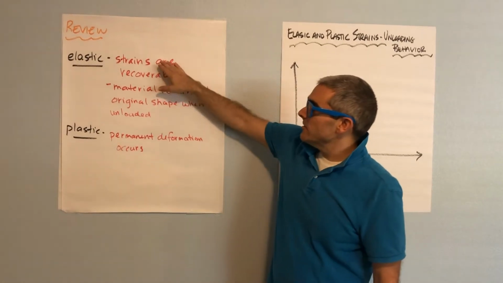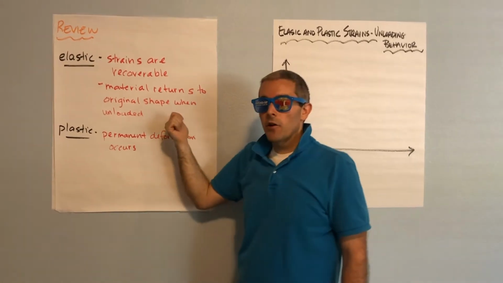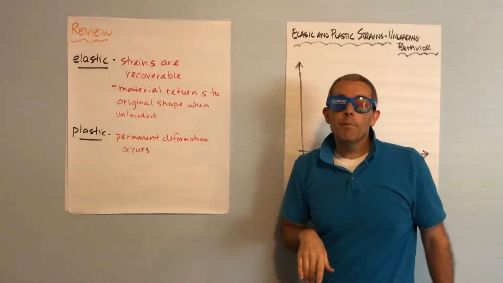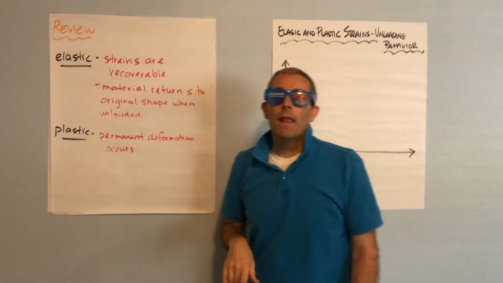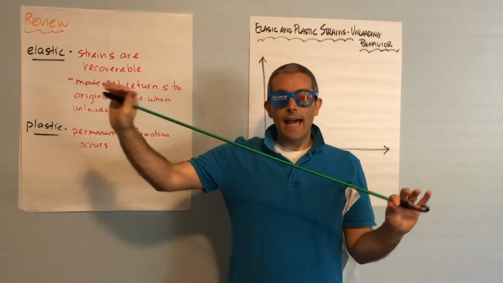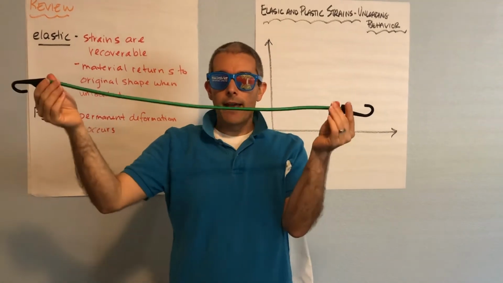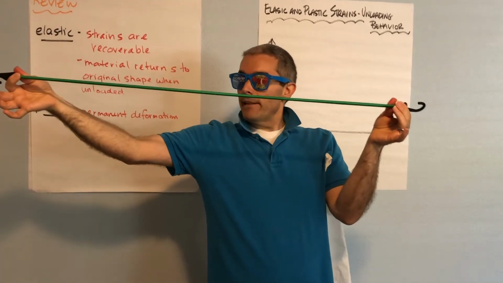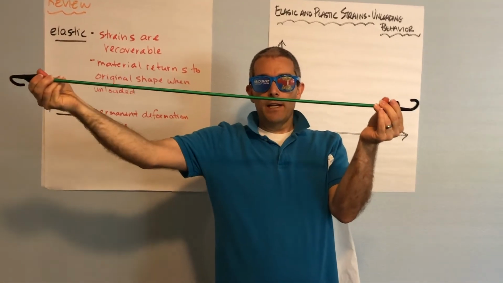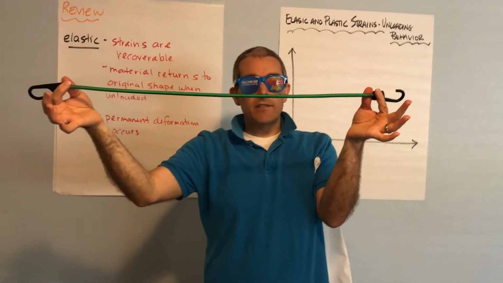So elastic strains, the strains are recoverable. Basically, the material returns to its original shape when unloaded, whereas plastic strains, permanent deformation can occur. If you want to have a little bit of a visual there, think elastic. I think of a bungee cord, a rubber band or something like that. When I pull on it, when I release that force, I come back to the original shape, right? So these are all elastic strains.